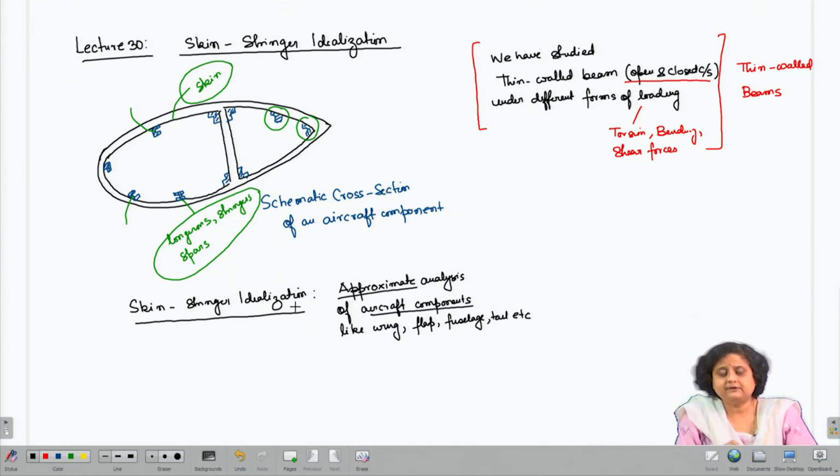So, after saying all this, I should also mention that the analytical method that we had developed to analyze a beam under torsion, bending and shear force was very tedious. There is no doubt about it. It was a very large and cumbersome calculation. But this calculation can be shortened by doing a complete finite element or numerical analysis.